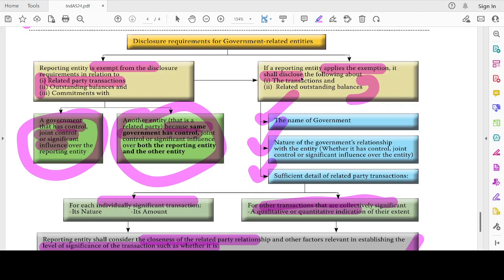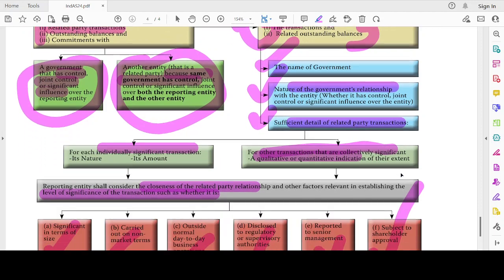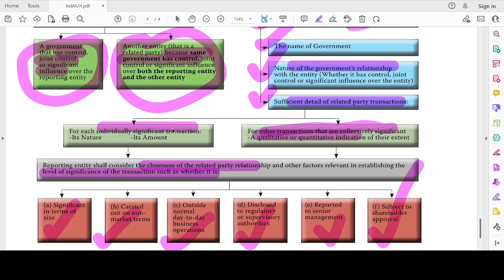If a reporting entity applies the exemption, it shall disclose the following: the name of the government, the nature of the government's relationship with the entity, and sufficient detail of the related party transactions and outstanding balances. Like, if it is an individually significant transaction in terms of materiality, then the nature and the amount are to be separately disclosed. If it is collectively significant, then a qualitative or quantitative indication of that extent.